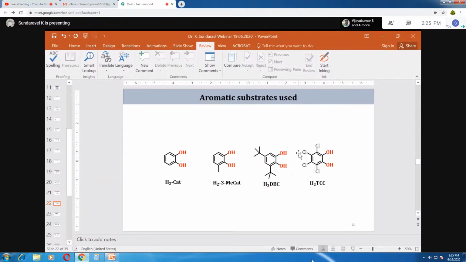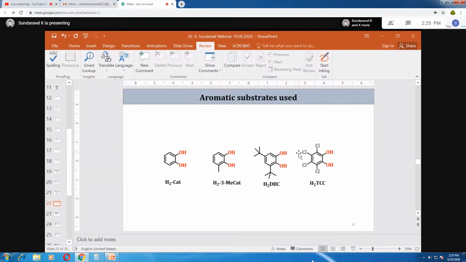So once we have isolated the eight complexes, that library of complexes, after that we would like to study the interaction of the complexes with the model substrate. In order to study the catechol cleavage ability, we have chosen these four model substrates. They are changing in their steric as well as electronic property.